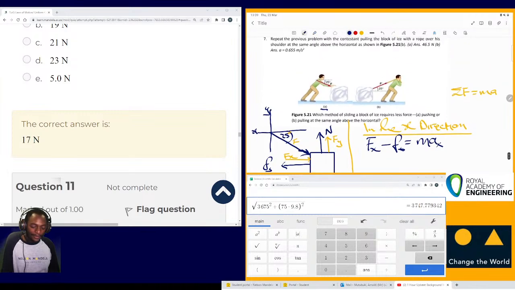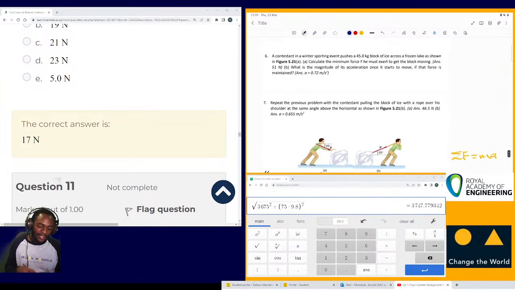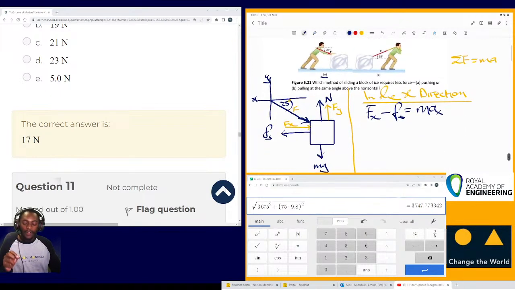But what is the question saying? Is this body going to accelerate? It says calculate the minimum force he must exert to get the block moving. So to overcome static friction, the moment you overcome static friction, that's the moment at which the body starts to move. So at that instant, or just before that instant, the body begins to move. At maximum static force, what will be our acceleration?